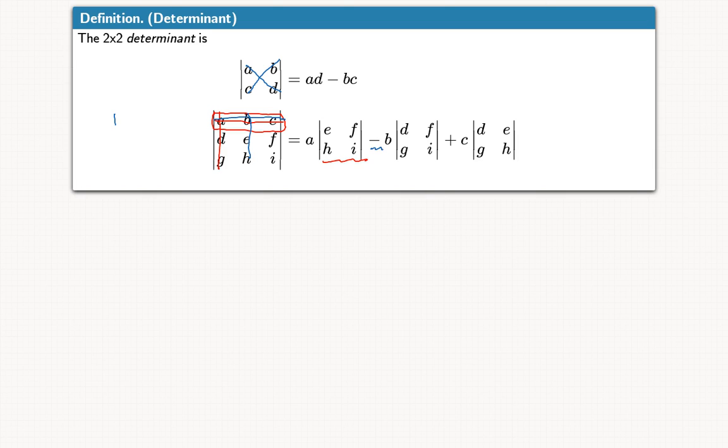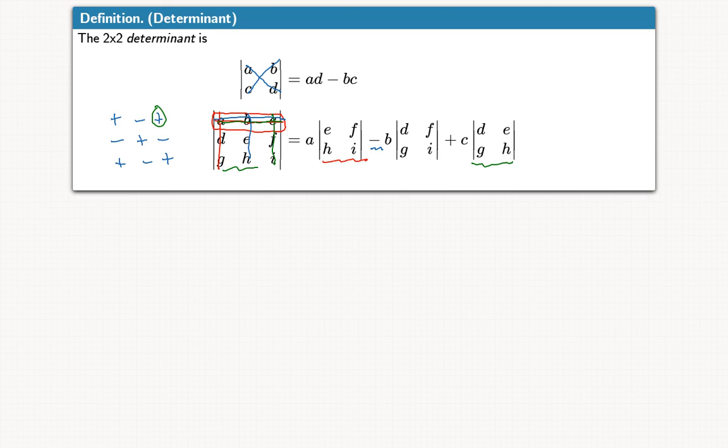So the signs are going to follow the rule like this. Then we go on to C, we delete this, and we take that 2x2 determinant with a positive sign now.